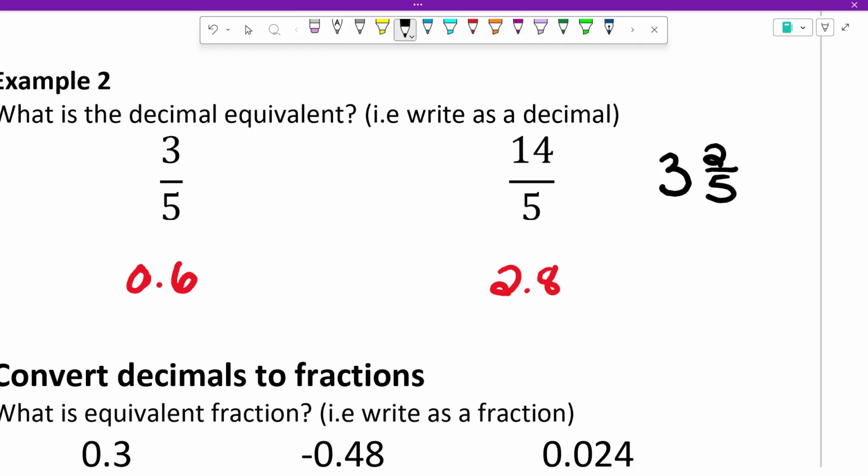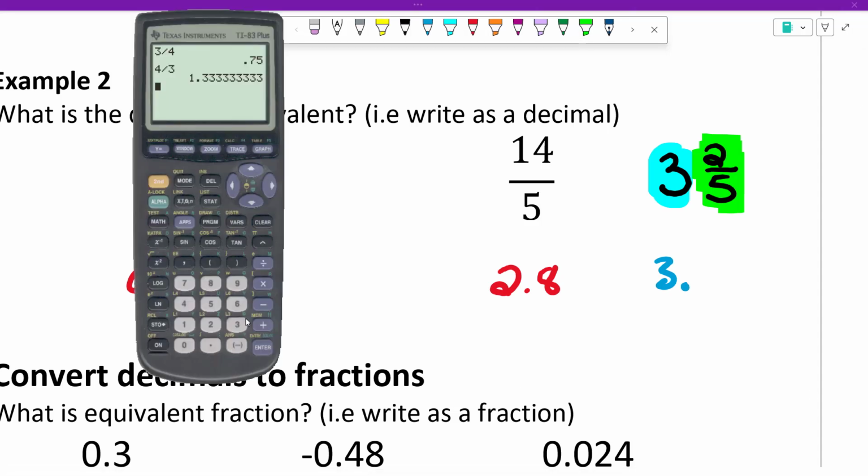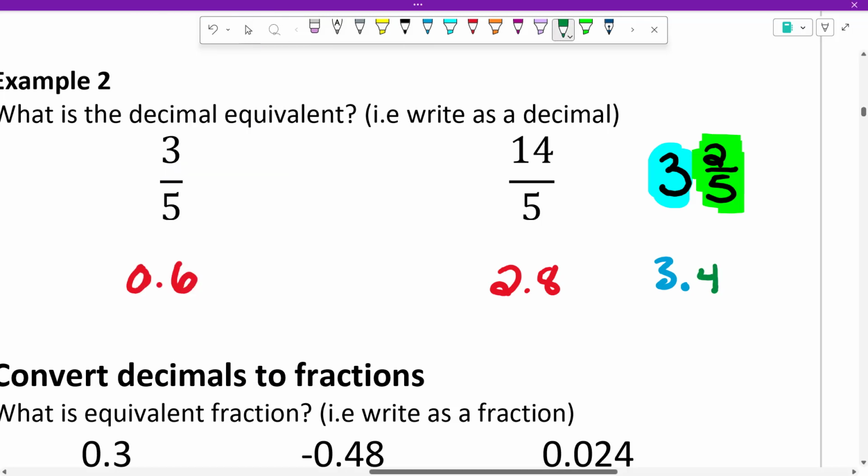The first way is this is 3 full and a partial. So this number is going to be 3 point something. And this is the point. 3 full, that's my 3 full, to the left of the decimal. Then you go 2 divided by 5, right? And 2 divided by 5 is 0.4. So this becomes 3.4.